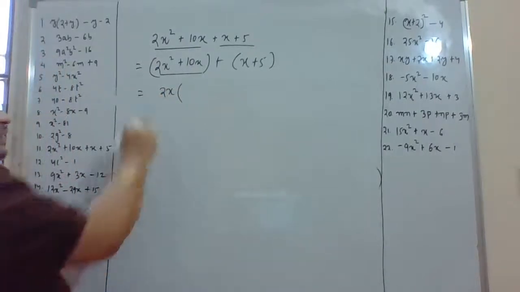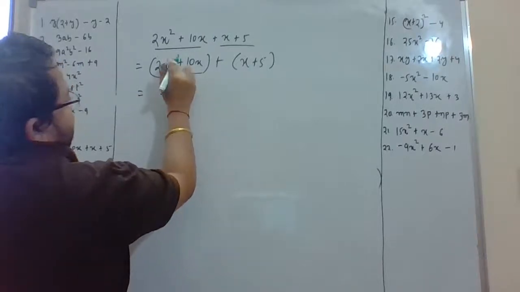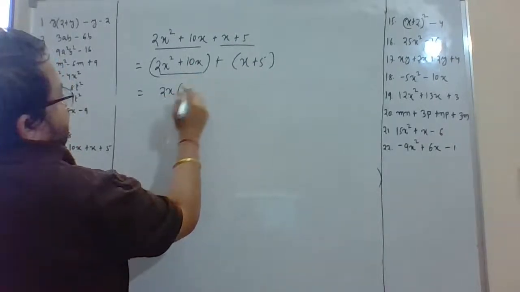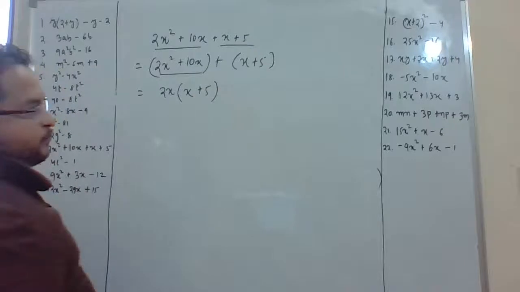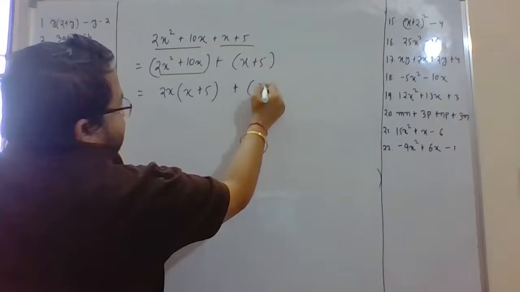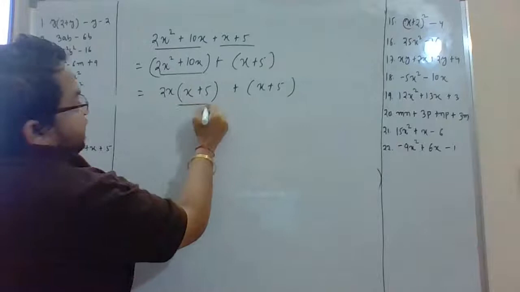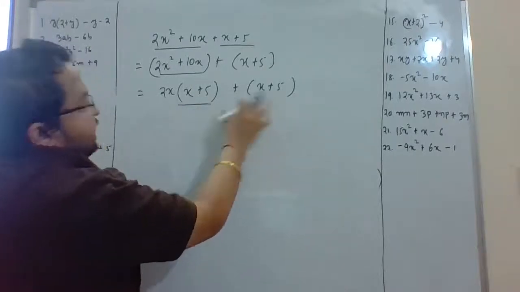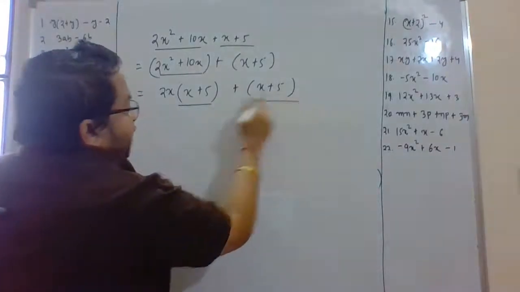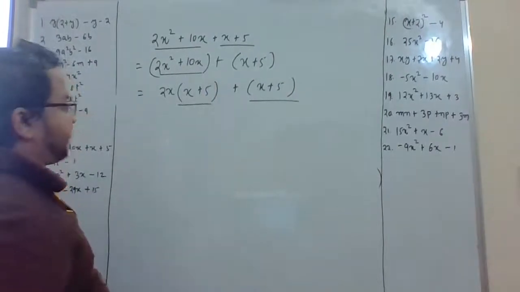So if I take 2x as the common factor between the first two terms, 2x squared by 2x is nothing but x, and 10x by 2x is nothing but plus 5, right? And the second term, I need not really change anything. So let me retain it as x plus 5. And if you ask me why, the reason we take the common factor is to find any common factor across the terms. So I have already got x plus 5 as the common factor, so I need not change anything in the second term.